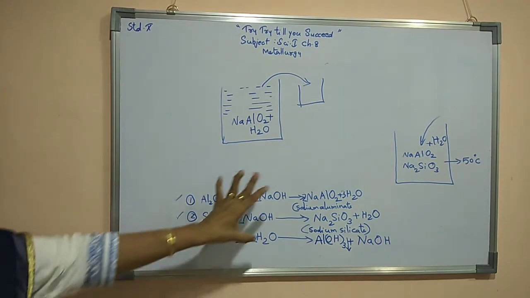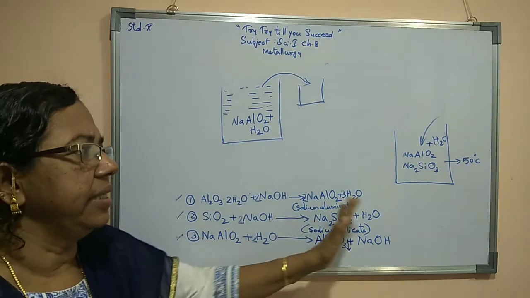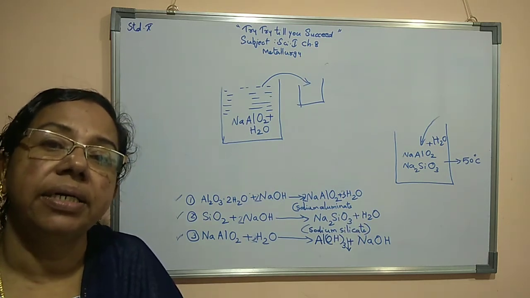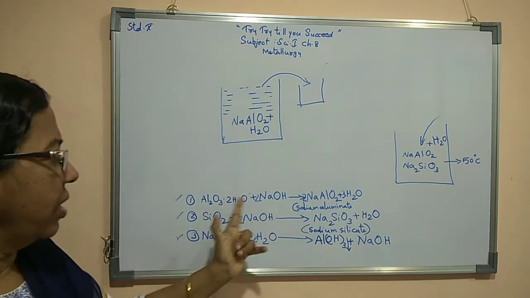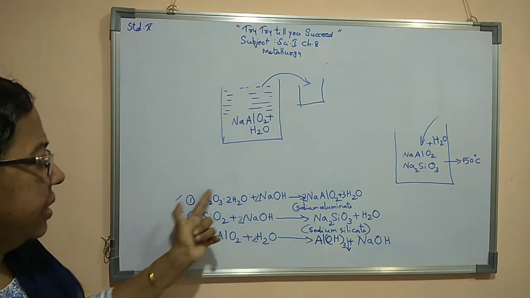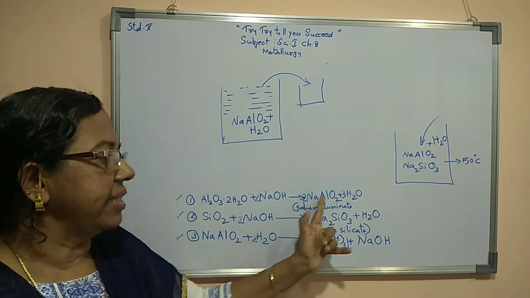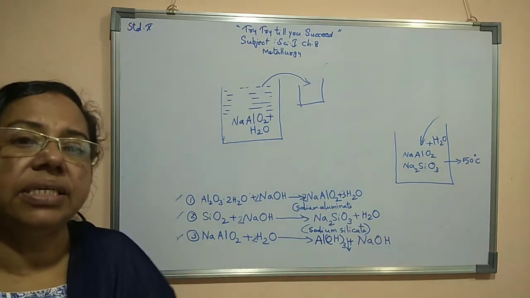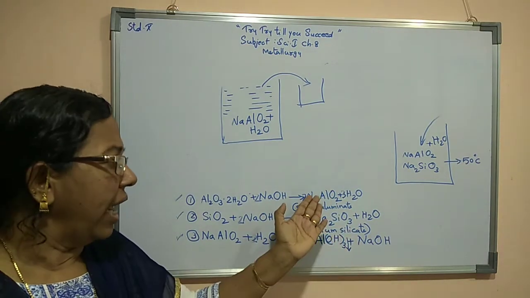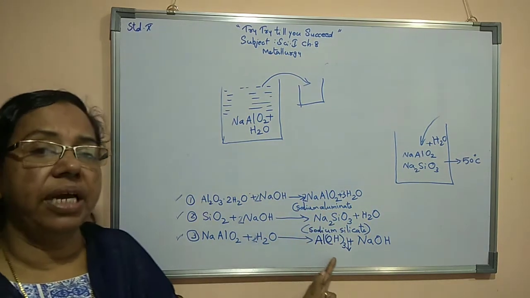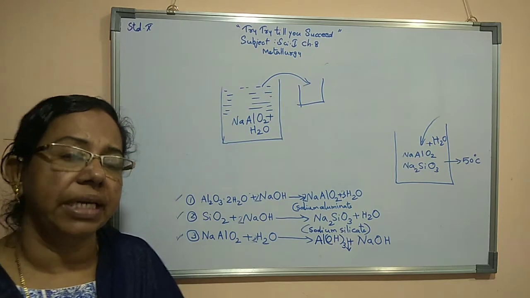So here now 3 equations we need to study in this particular reaction, or we can say concentration process by Bayer. So here what all reactions happen? This bauxite ore at first reacted with the sodium hydroxide. As a result of it, sodium aluminate as well as water became. That sodium aluminate again reacted with water. As a result of it, aluminum hydroxide as well as sodium hydroxide became.